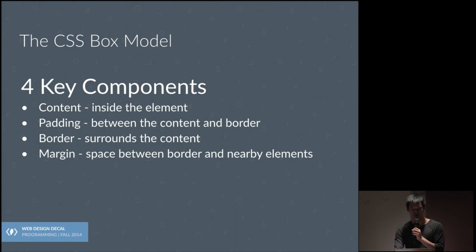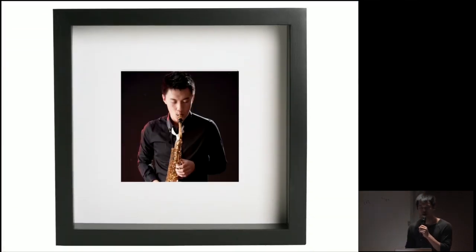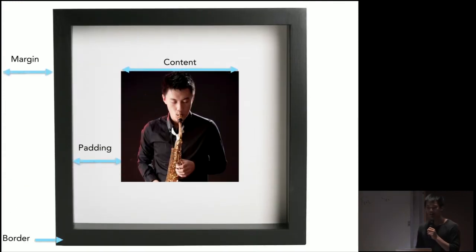But anyway, here are the four things. In case some of this sounds ambiguous, like, what's the difference between padding and border or border and margin? To demonstrate that, I want you to think physically, like an actual picture frame. So here is an actual picture frame of an actual really great sax player, and I will use it as my example for the four elements of the box model. The content, the most important part, is in the middle. That's the picture of this legendary sax player.